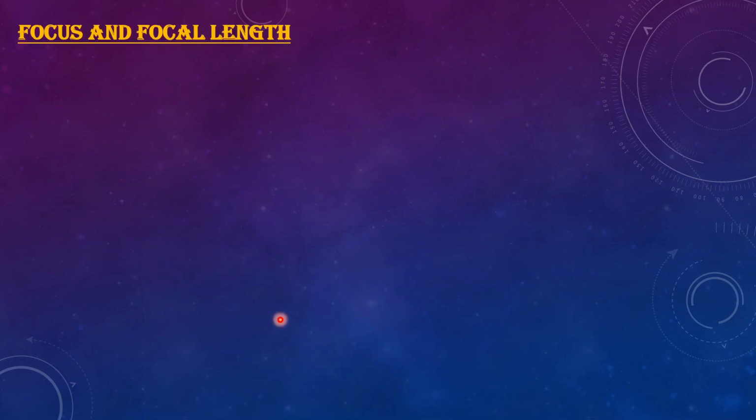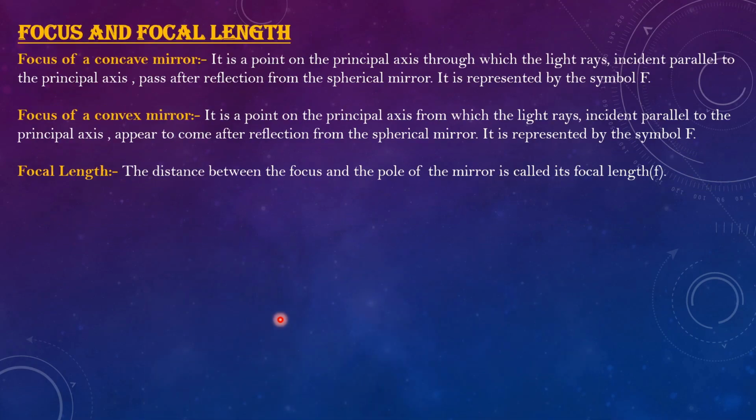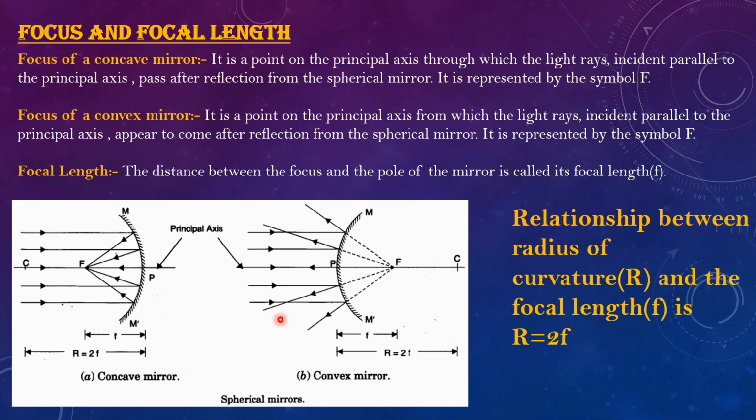Now, focus and focal length. Focus of a concave mirror. It is a point on the principal axis through which the light rays incident parallel to the principal axis pass after reflection from the spherical mirror. It is represented by the symbol F.